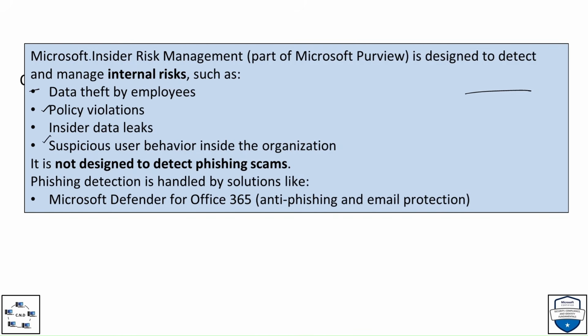And the explanation is, Microsoft Insider Risk Management, which is part of Microsoft Purview, is designed to detect and manage internal risks such as data theft by employees, policy violations, insider data leaks, and suspicious user behavior inside the organization. It is not designed to detect phishing scams. Phishing detection is handled by solutions like Microsoft Defender for Office 365, which uses anti-phishing and email protection.